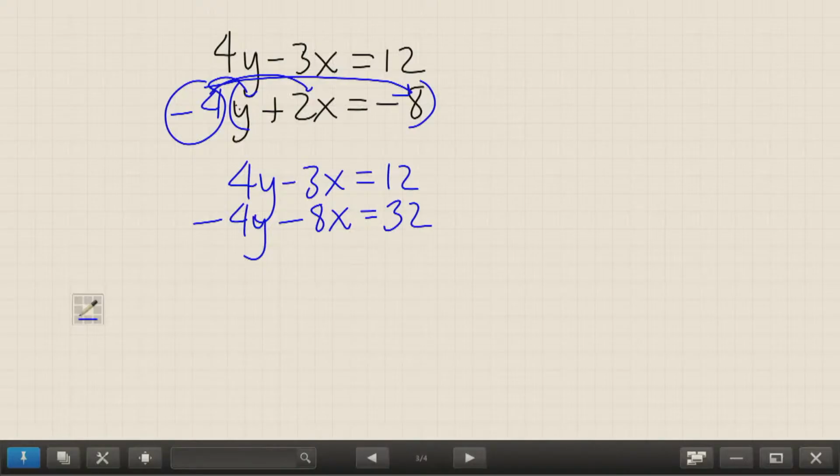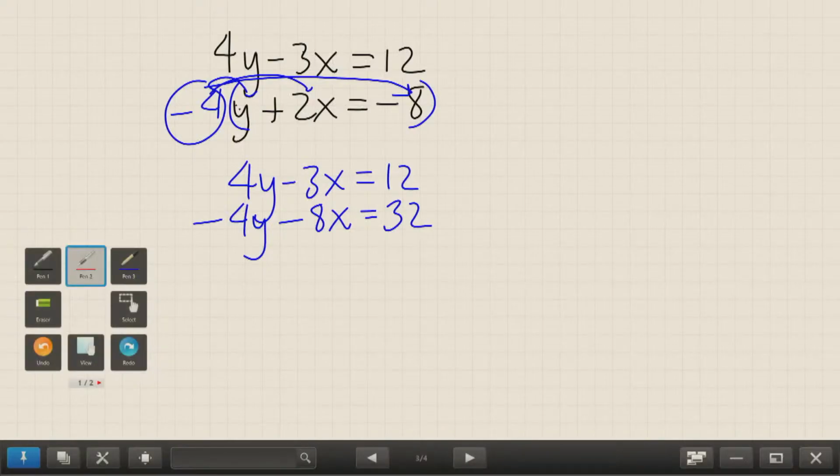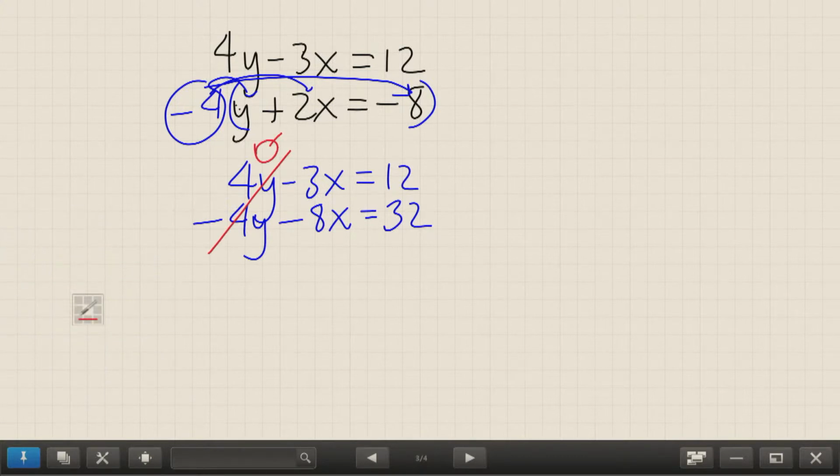But now look, this is where it's exciting. You get to eliminate y, it's 0. I just have negative 8x and negative 3x. You get to add those, so it's negative 11x, because they're the same sign, so we're combining like terms. Then 32 equals 44. And then what do we do to both sides? Divide by negative 11.